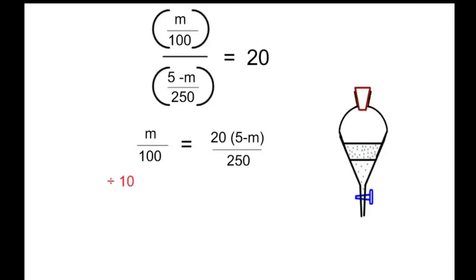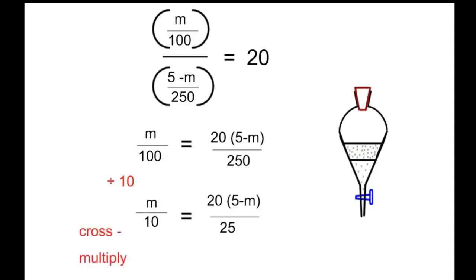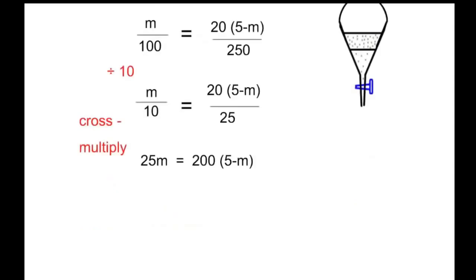Now you can reduce this down. I've written divide again by 10, but actually I should be saying multiply both sides by 10. And it reduces down to m over 10 equals 20 into 5 minus m over 25. Again here, because of the nature of fractions on both sides, it's simplest I think to cross multiply. So m times 25 equals 10 times 20 times 5 minus m.